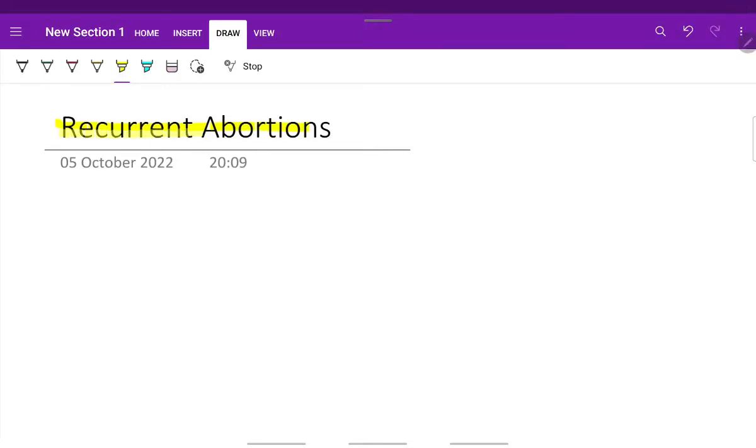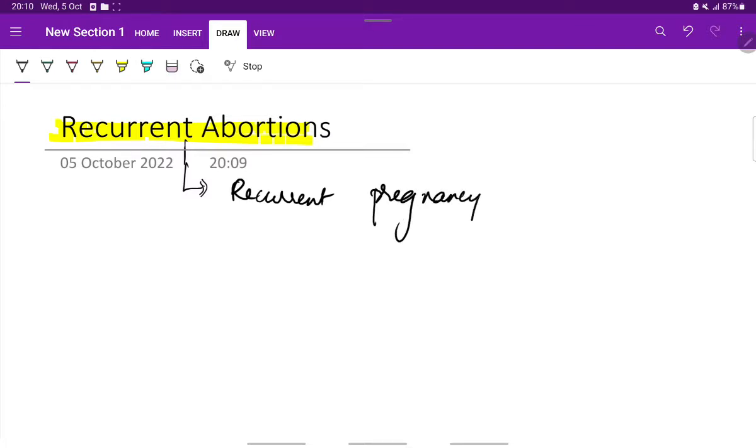Let's see about recurrent abortions. And these recurrent abortions are also called recurrent pregnancy loss, RPL.